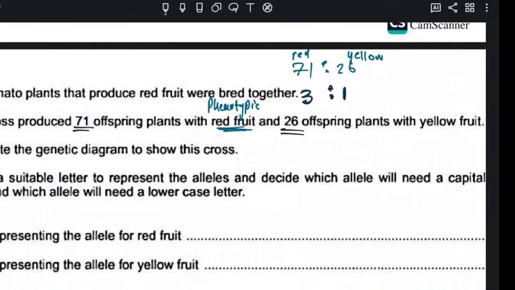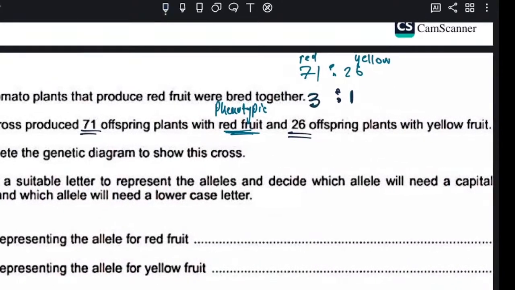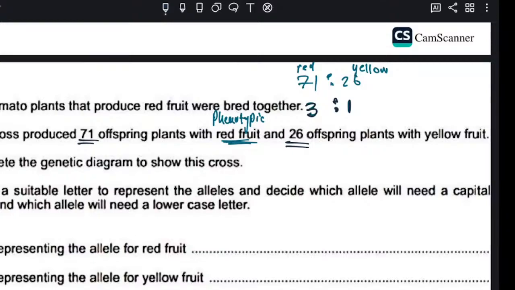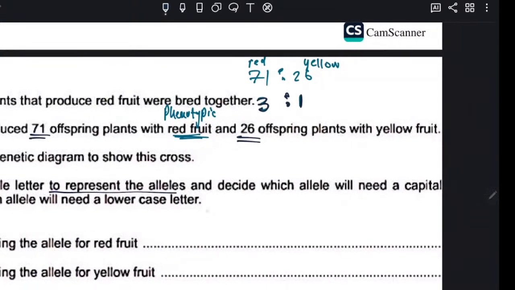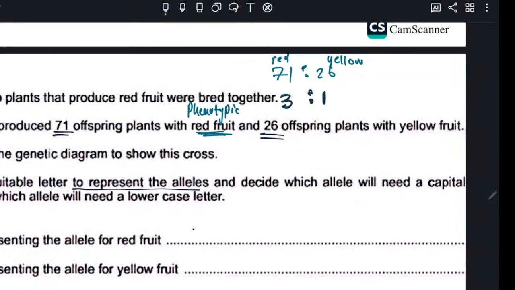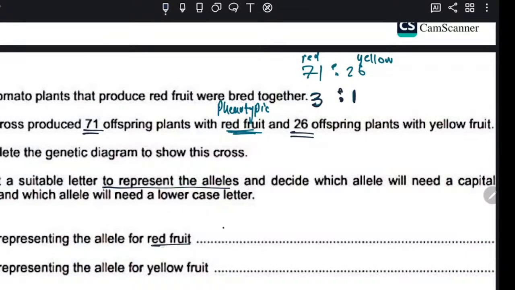Now they're asking, what letter represents the allele? Select a suitable letter to represent the alleles. Which allele needs a capital letter? We can use letter A. So what letter will represent the allele for red fruit? We'll say big A. For yellow fruit, we'll say small a.